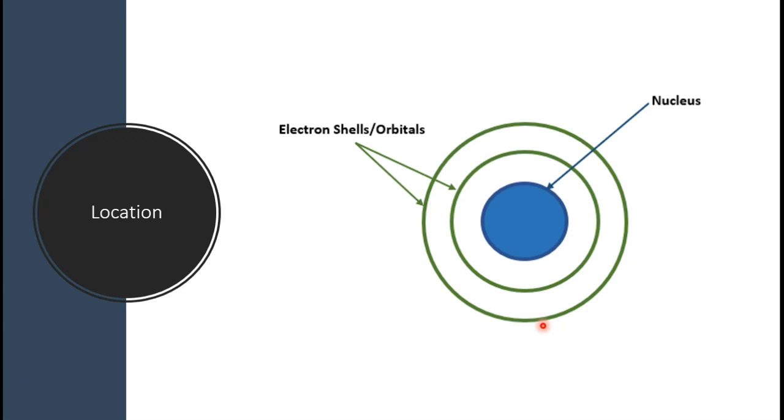So there are two key locations, the electron shells or the orbitals, which are on the outside, and the nucleus, which is the center. Keep in mind when we talk about electron shells, you could have one circle, you could have two, you could have three, you could have four, or more. And we'll talk about how you know how many to have in a future lesson.